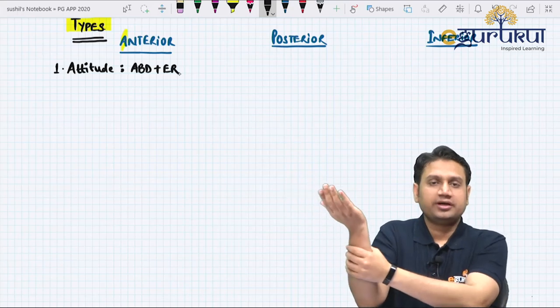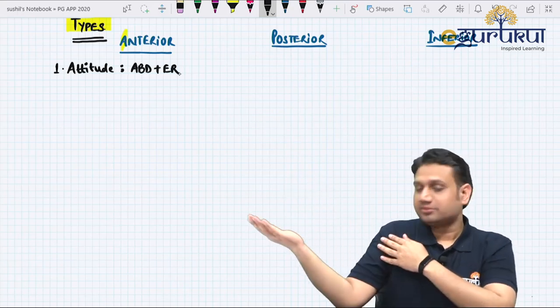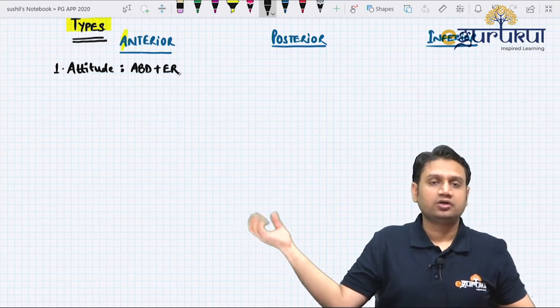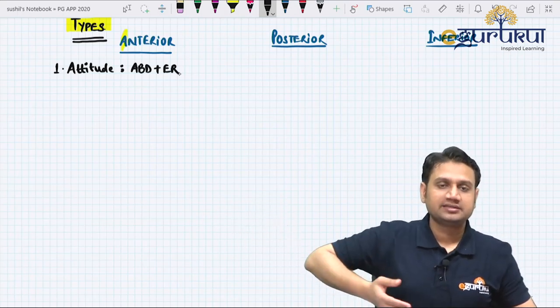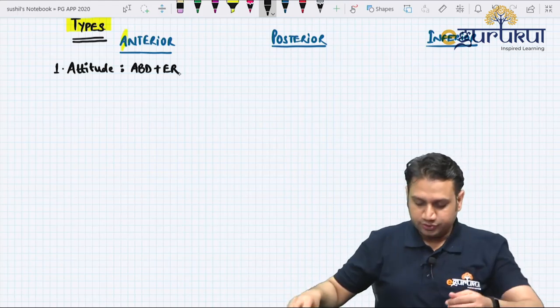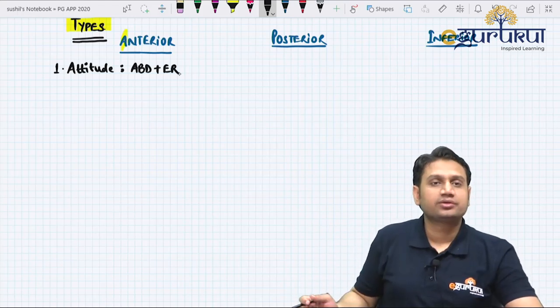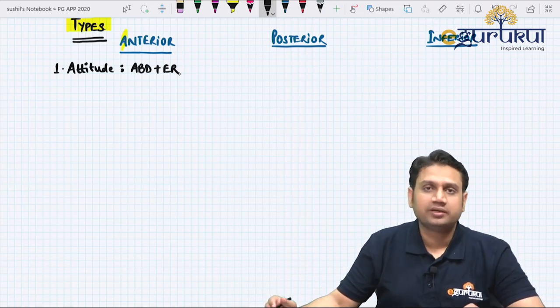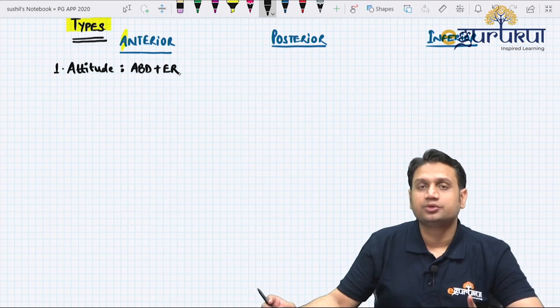We can use the forearm as a pointer, and when the forearm is going laterally, this is what you call external rotation of the shoulder, right? Internally like this, internal rotation of the shoulder. So the attitude of the shoulder for anterior dislocation is abduction and external rotation. Questions can be 2, answer remains 1. There are 2 questions which can be answered by this one line, abduction and external rotation.